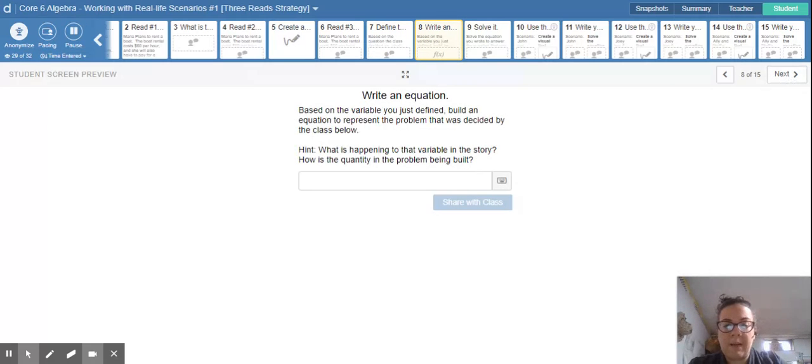So we want to think about what's happening to the variable in the story. How is the quantity in the problem being built? So when I'm looking at the quantity, I'm thinking of how it is being built. That makes me think about the $280. Like, how are we building up to using that $280? So I might want to, at the end, have my equation equal to 280. And then think about how do the 60, the 10, the H, how do all those things work together to build to that $280? And so we know that there's a $10 safety course, which you have to pay for right away. So I can start with that. And then you're going to add on to that $60 for every hour.